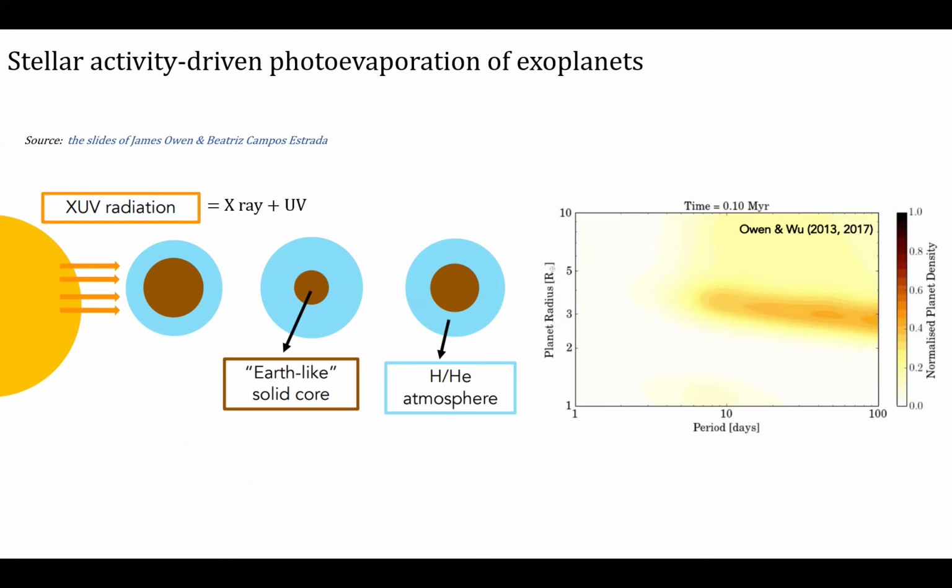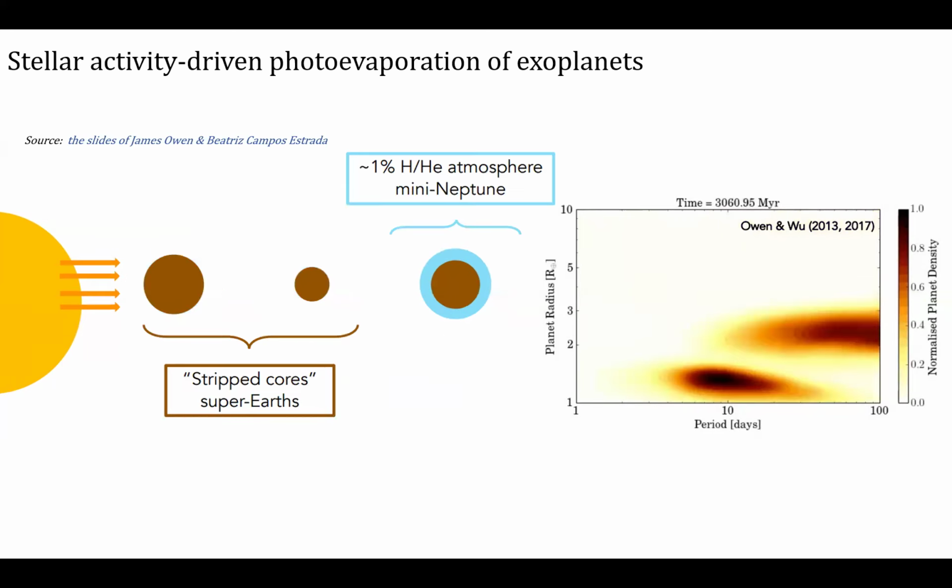photoevaporation by the activity of the host star. I don't have time to describe this, so I'll quickly go through what the idea is. Planets orbiting a host star have rocky cores, and then there are hydrogen-helium envelopes. But due to the stellar activity of the host star, these envelopes can, with time, get stripped away, and what we are left with is either stripped core planets, which are called super Earths, or planets with some envelope, which are called mini Neptunes.